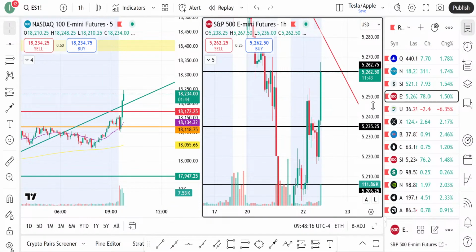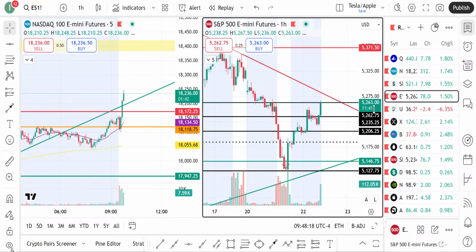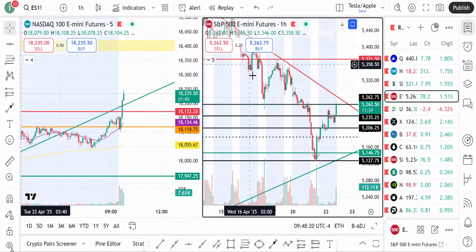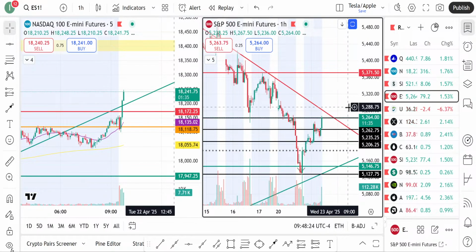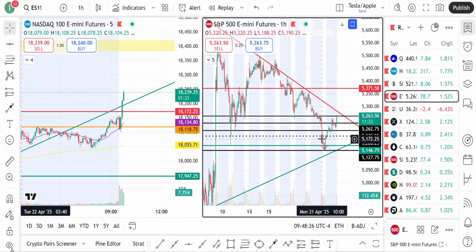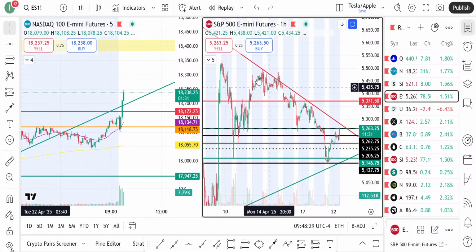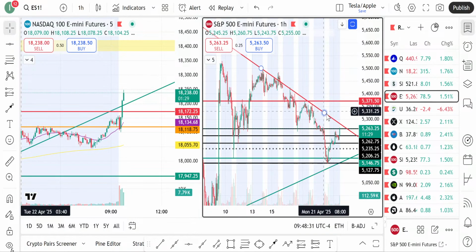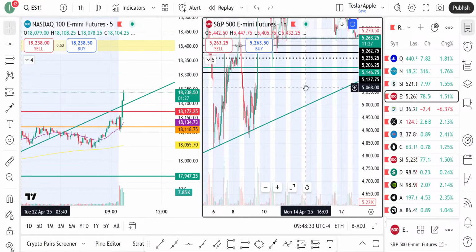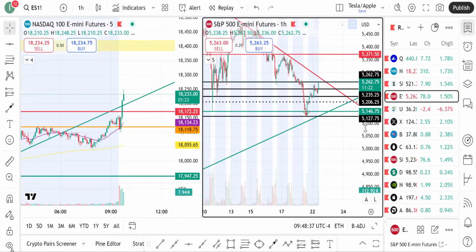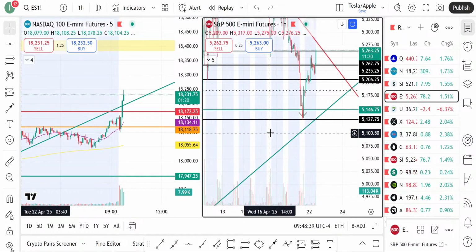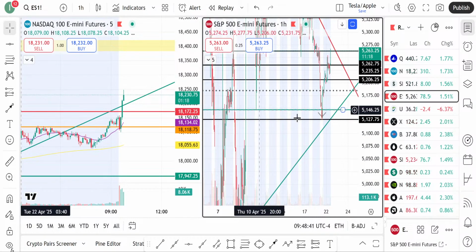I'm gonna go ahead and take a look at the S&P 500 or the E-mini futures. We practically got the same thing going on as Nasdaq. We got the resistance trend line coming down. We got support coming up off the bottom here on the 1 hour. We bounced off an area of support.